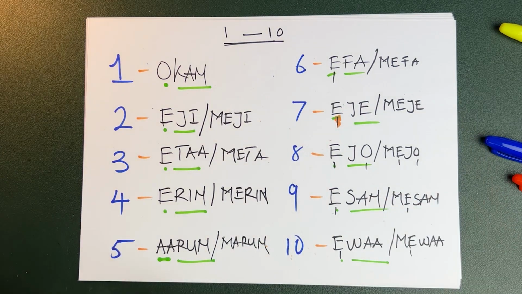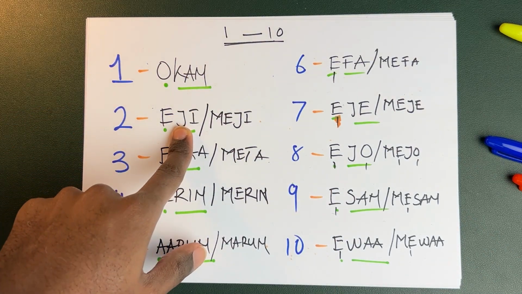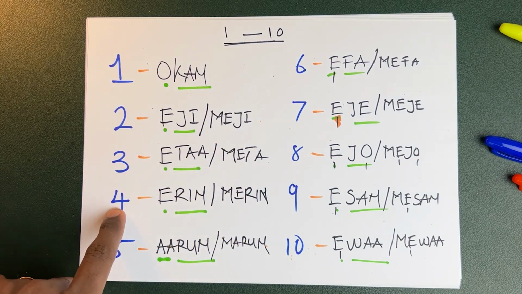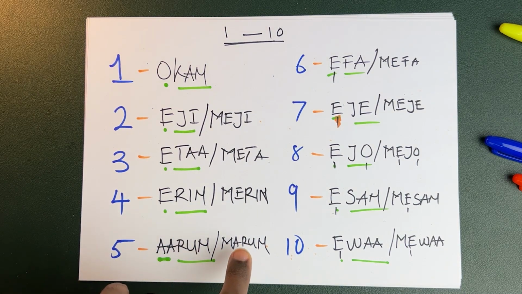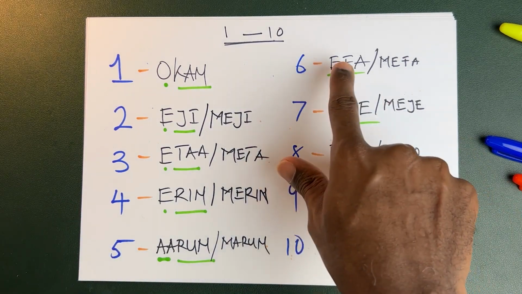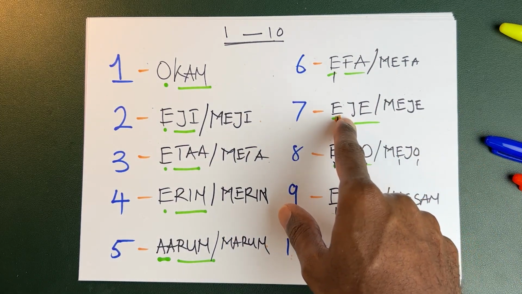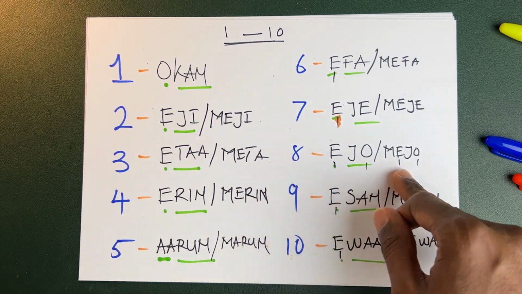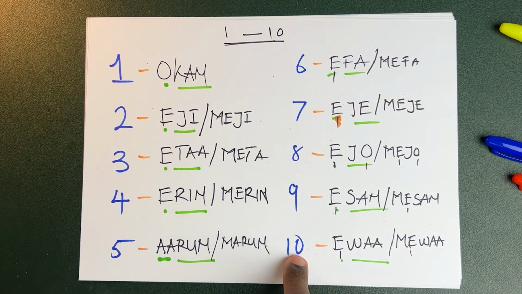So let's come back over it again. 1 Ọ̀kan. 2 Èjì or Méjì. 3 Ẹ̀ta or Mẹ́ta, 4 Ẹ̀rin or Mẹ́rin, 5 Àrún or Márùn, 6 Ẹ̀fà or Mẹ́fà, 7 Èje or Méje, 8 Ẹ̀jọ or Mẹ́jọ, 9 Ẹ̀sán or Mẹ́sàn, 10 Ẹ̀wá or Mẹ́wàá.